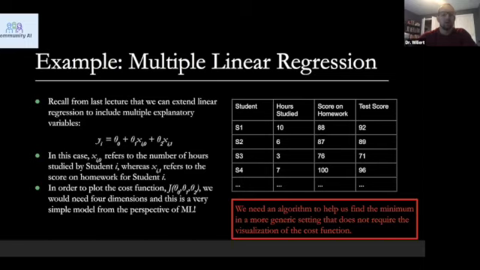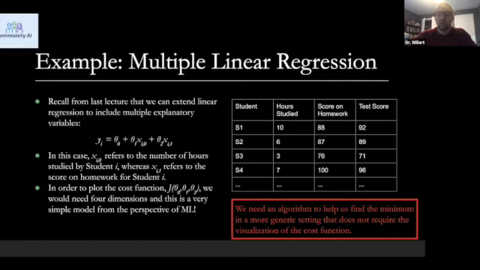The ith test score is equal to some constant, theta 0, plus theta 1 times the number of hours a student studied, plus theta 2 times their score on the homework. So this is what we're trying to model today. How well does a student do on their test based on the hours they studied and the score on their homework? We can look at a few examples here. This is a made-up data set, but it makes sense.